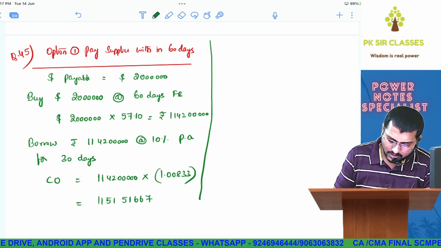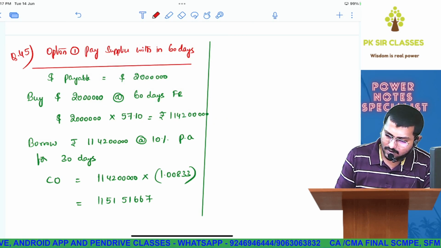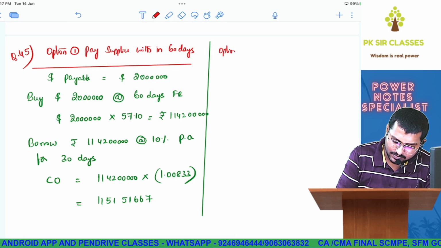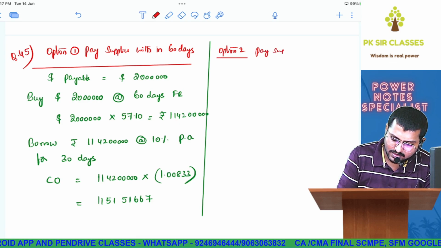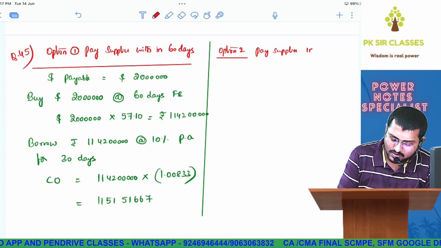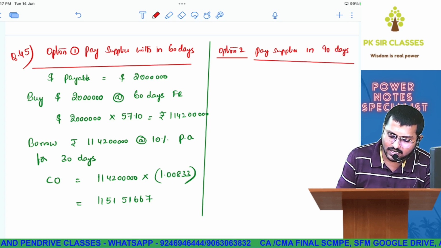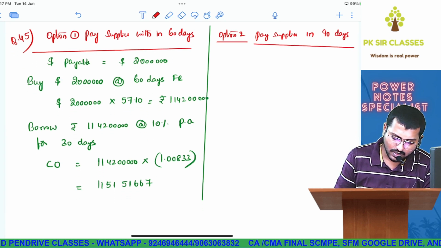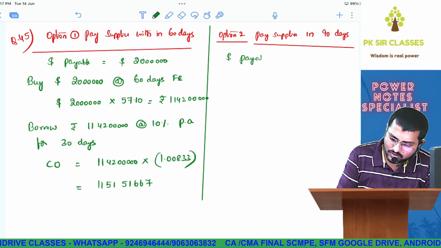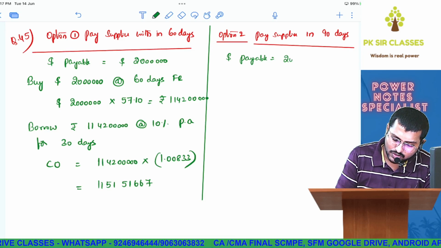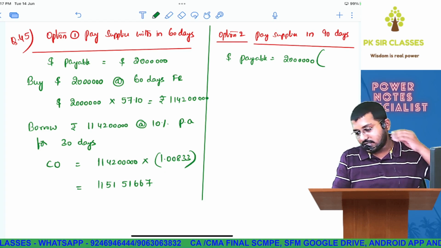Now coming to the other side, option 2. What is option 2? Pay supplier in 90 days. So we'll avail the entire 90 days credit. But we need to pay interest, right? So dollar payable will be how much? 2 million, and for the last 1 month I have to pay interest.